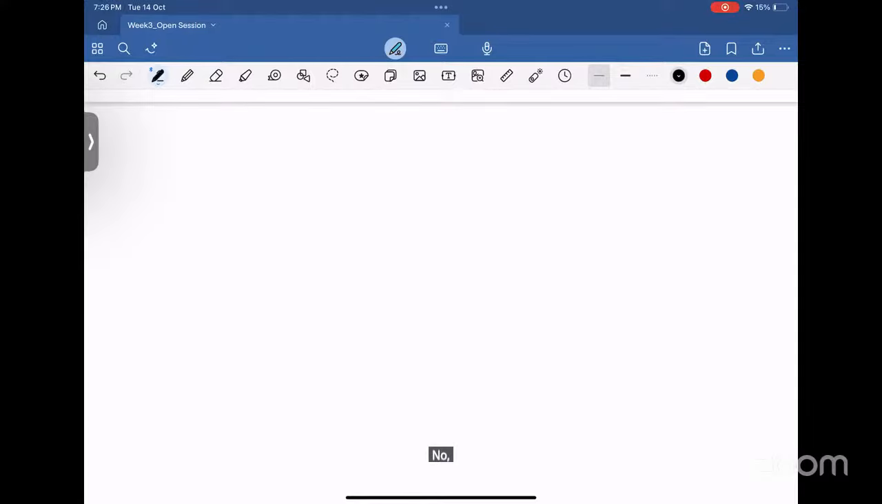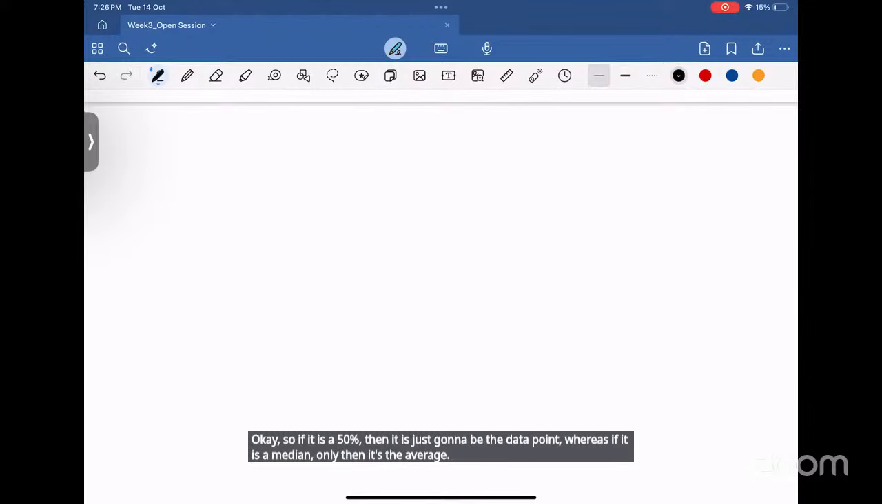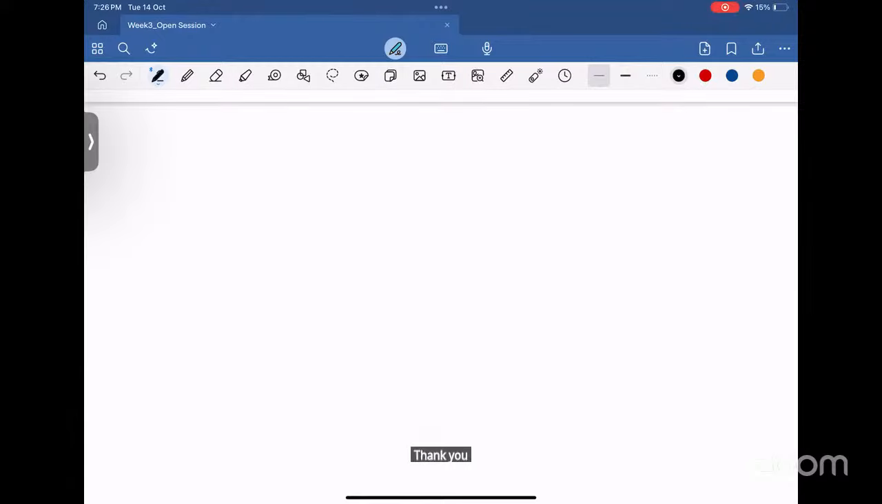No, just now I said, right? I have answered the exact question. It will not apply basically, because for quartiles you should definitely choose a data point. Okay, sir. But for median value, it need not be a data point. So if it is 50%, then it is just going to be the data point, whereas if it is a median, only then it's the average. Right. Thank you, sir.